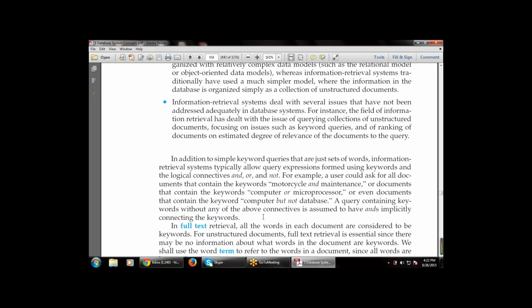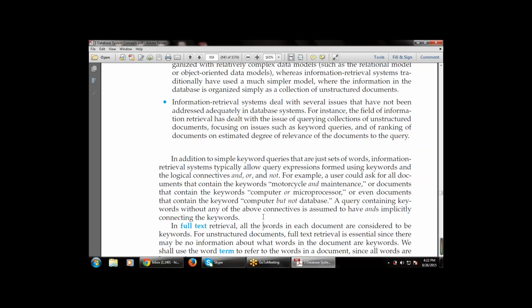Next is full text retrieval. In full text retrieval, all the words in each document are considered to be keywords. When there is an unstructured document, full text retrieval is essential because there is no information about which words in the document are keywords.